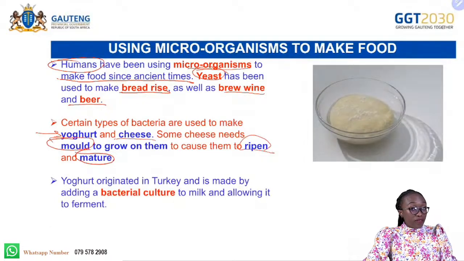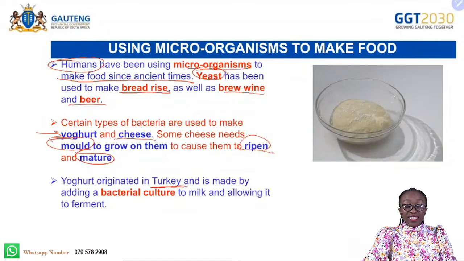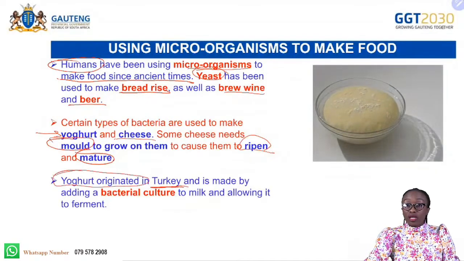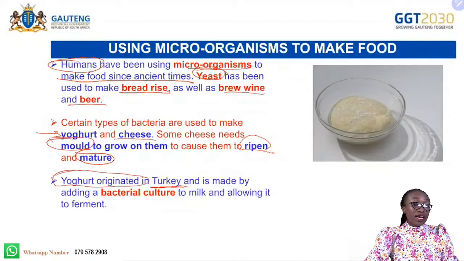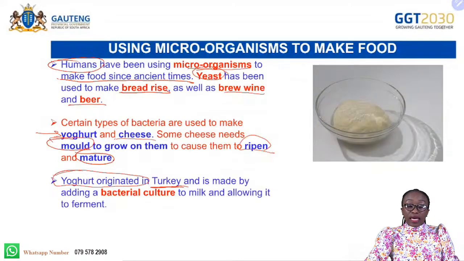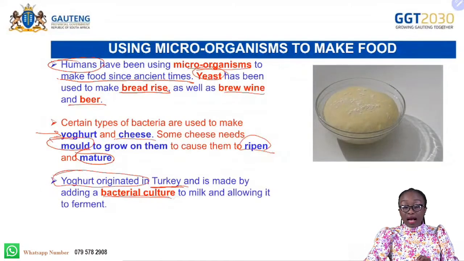Yogurt, here's a fun fact. Yogurt originated in the country called Turkey. So that's where they started making yogurt. And how is it made? It is made by adding what is called a bacteria culture.